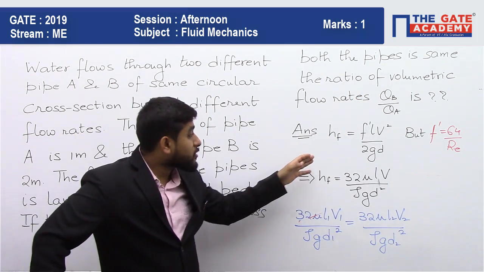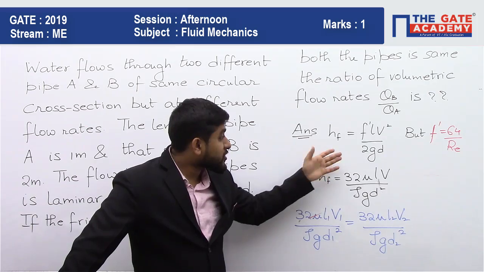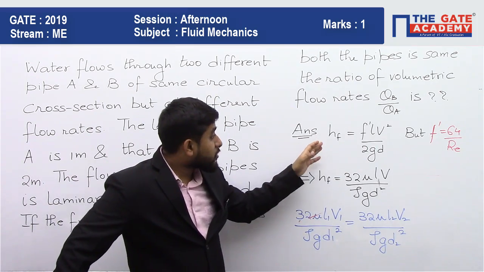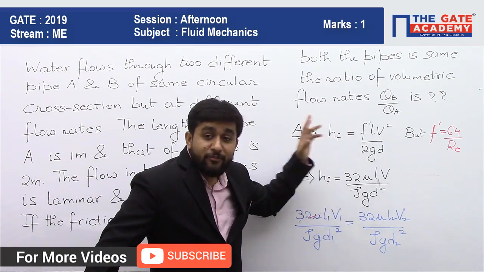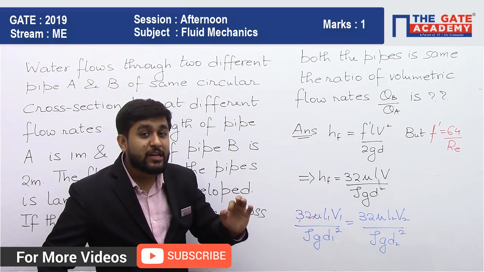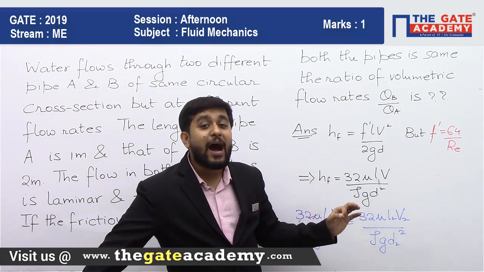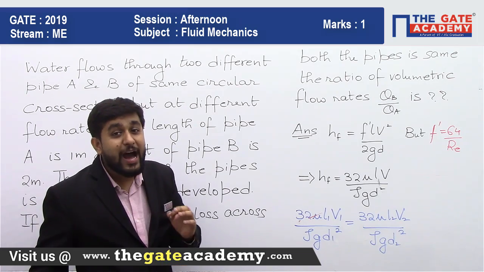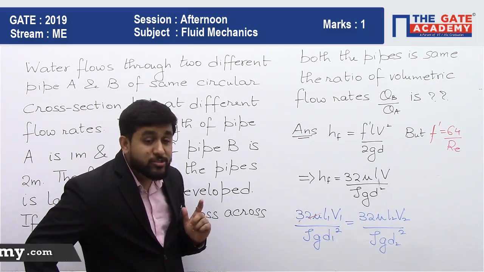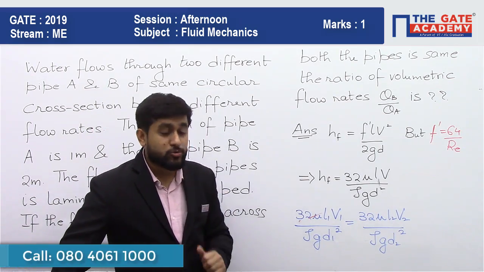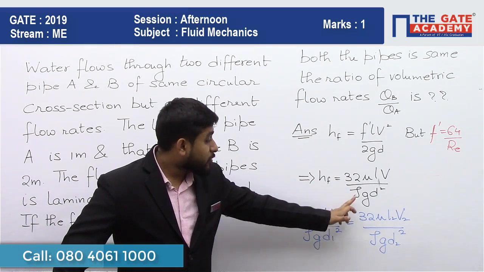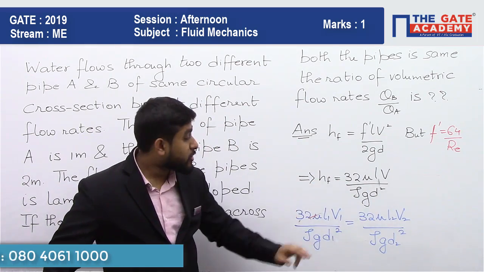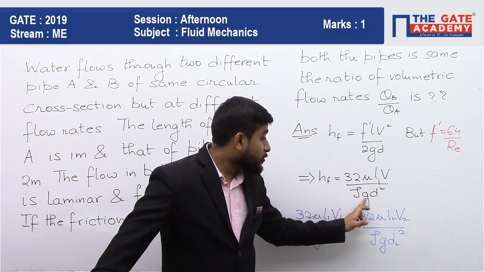Now, I hope you remember the Darcy-Weisbach equation gives the head loss. In this head loss, this f', which is the friction factor, is given as 64 by Re for laminar flow, where Re is the Reynolds number, and Reynolds number can be written as rho V d by mu. So finally the formula can also be written like this, right? It is 32 mu L V by rho g d squared.